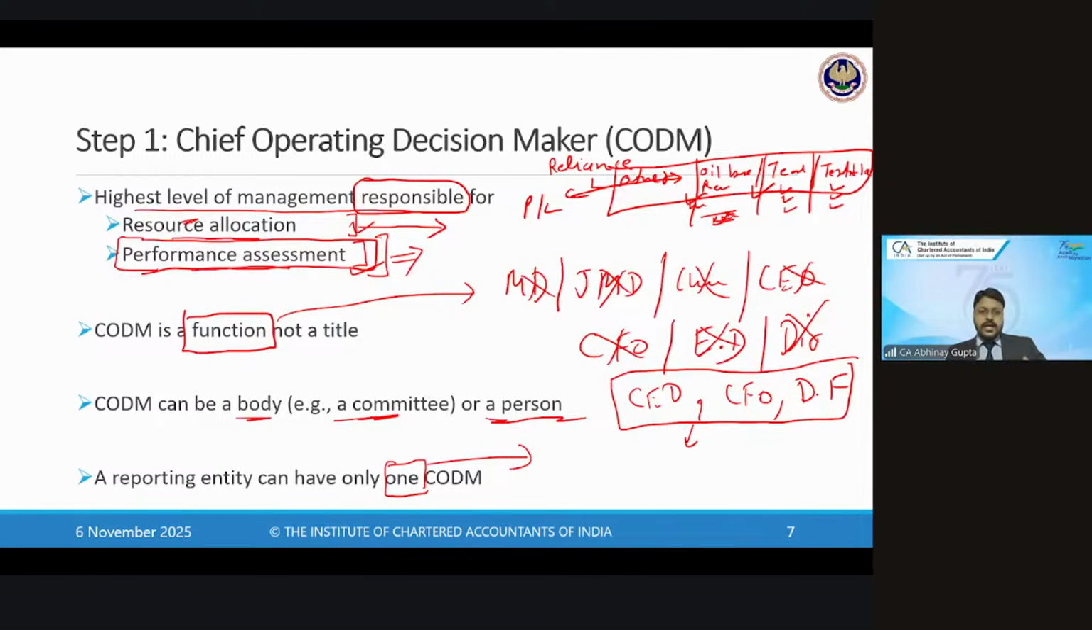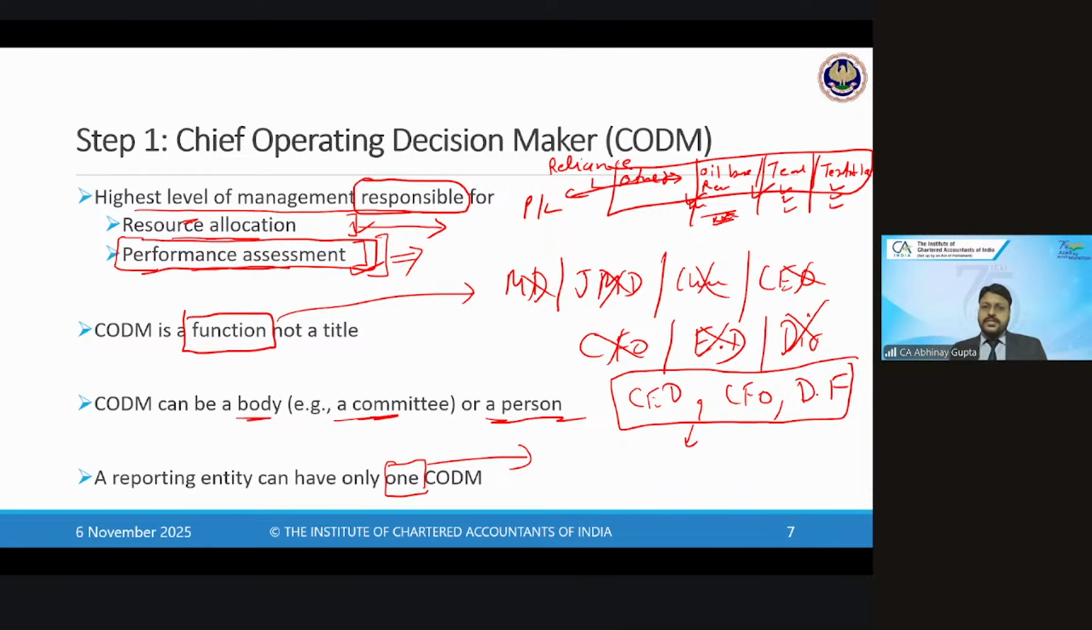So the standard has certain reporting criteria as well, right? If any segment has greater than 10% of the overall revenue of the company, or greater than 10% of the overall profitability in absolute terms, or greater than 10% of the asset size, if any one of these three conditions is met, then only that segment becomes reportable, right?